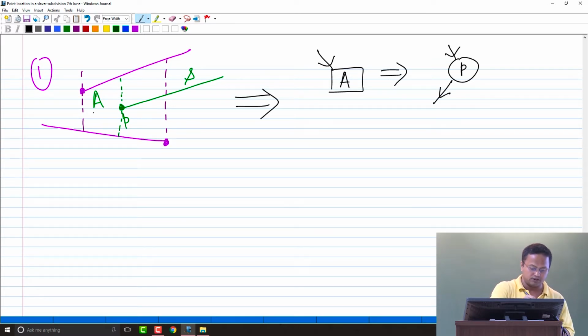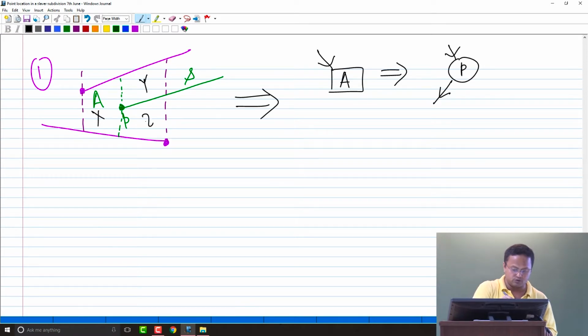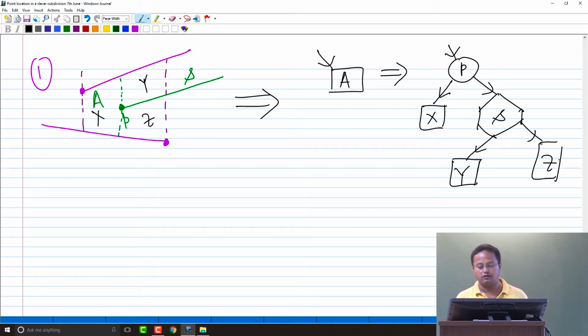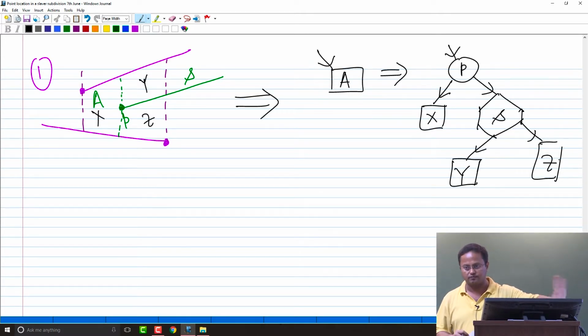Let me call this x, this to be y, this to be z. So, this is your x, in here you would come your y node S, and then here you have your y and z, right. Agreed. Now, see what is the amount of addition to the data structure, constant, no.